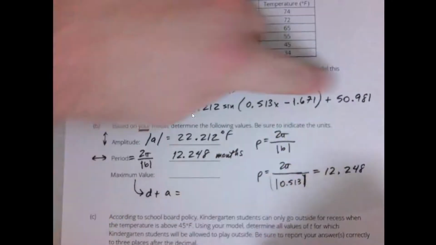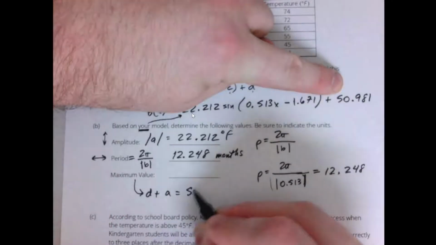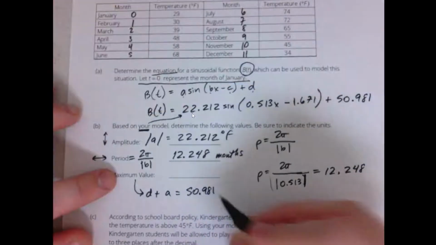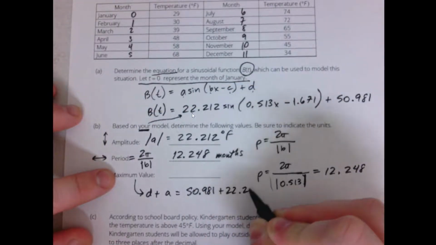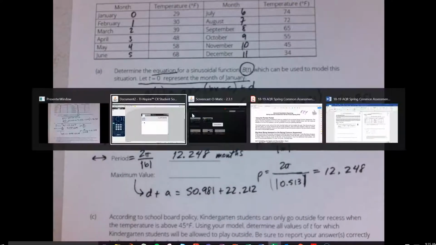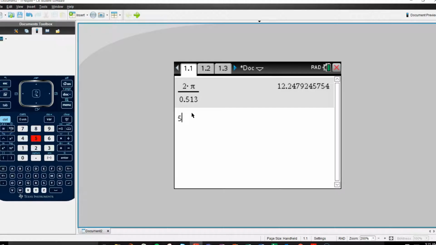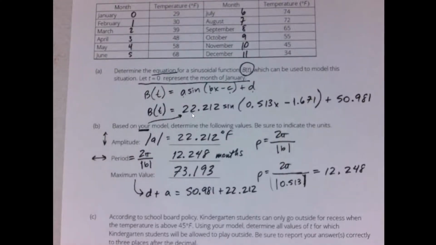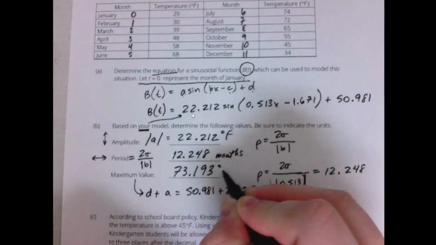Okay, my D value for my equation is right here, 50.981, and my A value is 22.212. So let's plug that in our calculators. 50.981 plus 22.212. So I get 73.193. Okay, and this is a maximum value on the y-axis, so this is also degrees Fahrenheit.